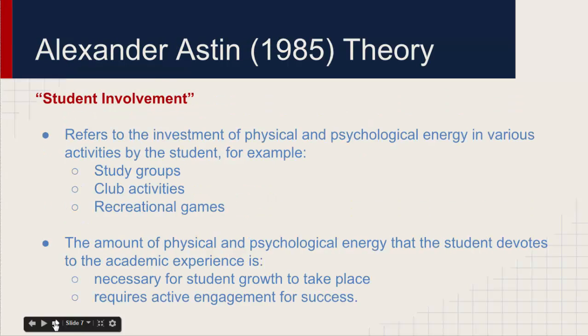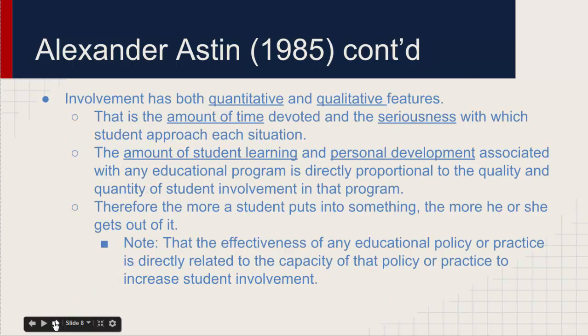Astin theorized about student development, or student involvement. Student involvement refers to the physical and psychological energy invested in various activities by the student. These are necessary for student growth to take place. It could be club activities. Student activities also should have a quantitative and qualitative feature. So the amount of time a student takes and also the seriousness of that student is important. The more a student puts in, the more she gets out of it.